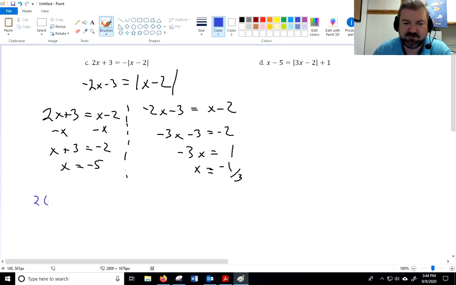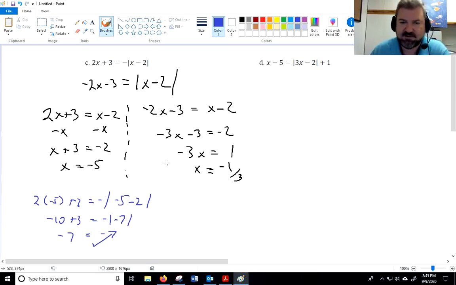So I have 2 times negative 5 plus 3 equals negative the absolute value of negative 5 minus 2. So that's negative 10 plus 3, that's a negative 7. The absolute value of negative 5 minus 2 is the absolute value of negative 7, which is positive 7. So negative 7 equals negative 7, because I still have that negative on the outside. All right, let's try the other one.